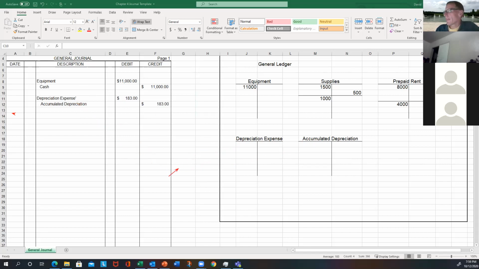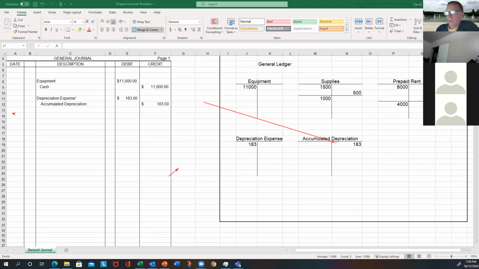So when I post that, notice depreciation gets $183 debit, and accumulated depreciation gets $183 credit. Notice we do not adjust equipment. That's the account that stays on there forever. Until you get rid of that equipment, that stays there. That's called a historical cost. The accumulated depreciation is the account that keeps track of how much of this 11,000 have we actually allocated.